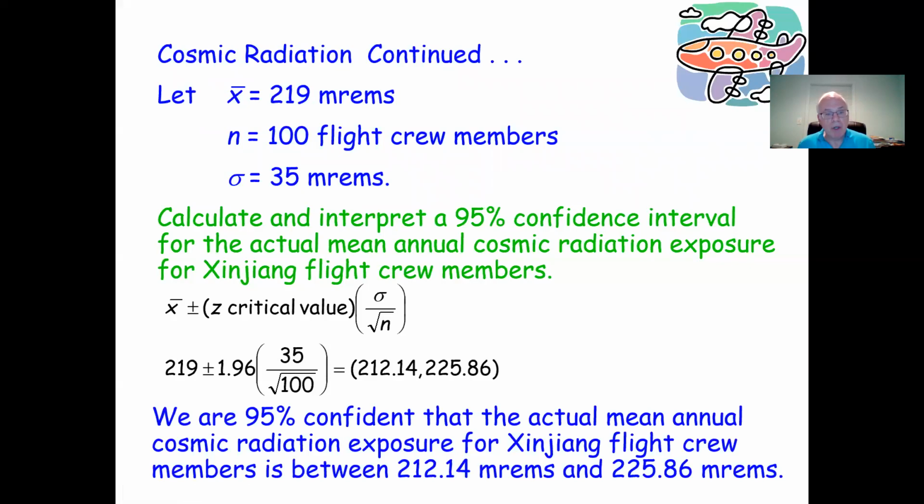Here's our interpretation. We are 95% confident that the actual mean annual cosmic radiation exposure for flight crew members is between 212.14 mREMs and 225.86 mREMs. So there's an example of how to use this confidence interval for estimating a population mean when the population standard deviation is unknown. But as we said a minute ago, it's typically not known. We don't have an estimate for sigma.